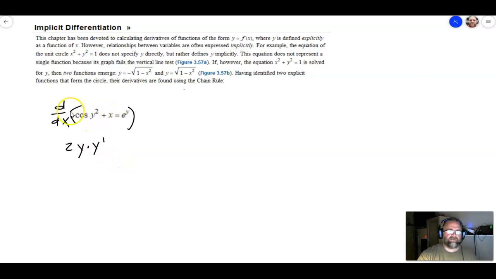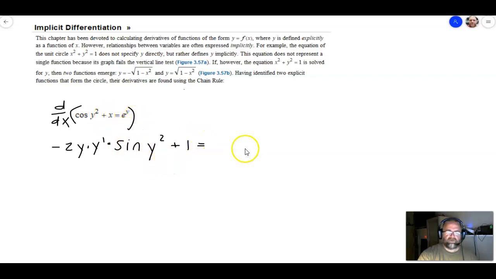All right, times the derivative of the outside function. So the derivative of cosine is negative sine. I'll bring the negative out front and write the sine of y squared. All right, plus the derivative of x is just 1. I don't have to put an x prime because we're taking the derivative with respect to x. And this is equal to e to the y.